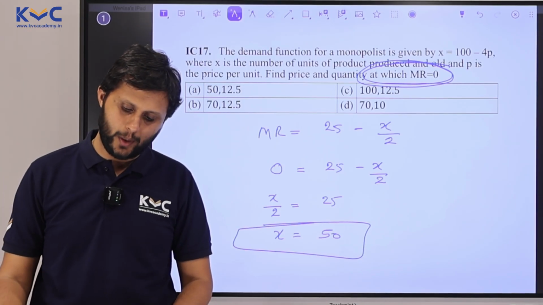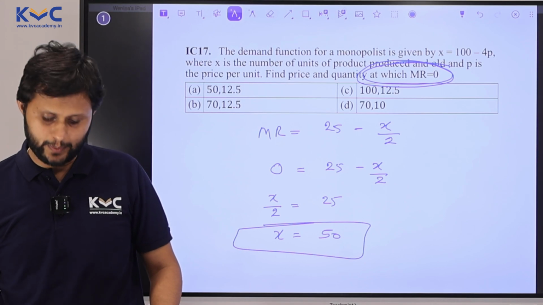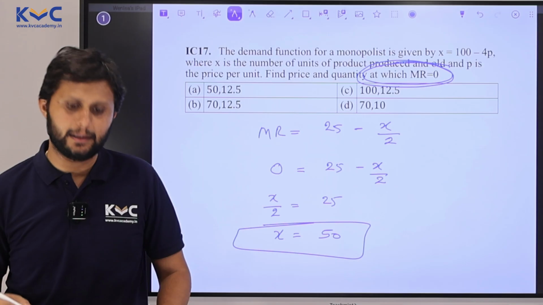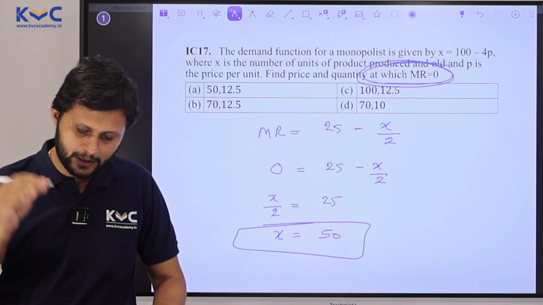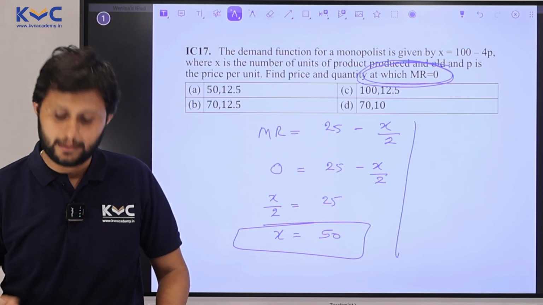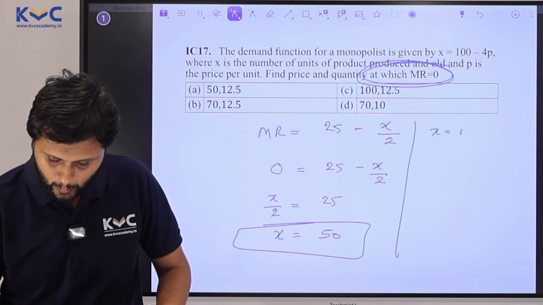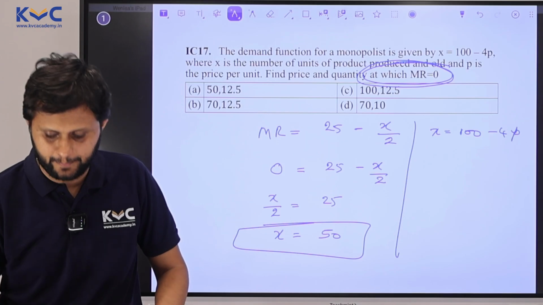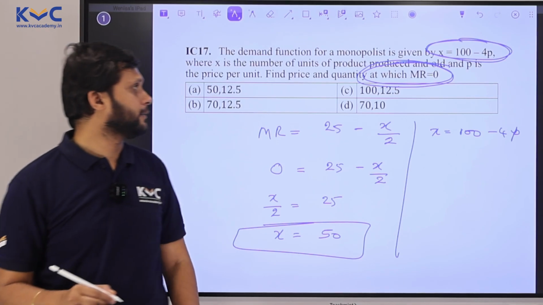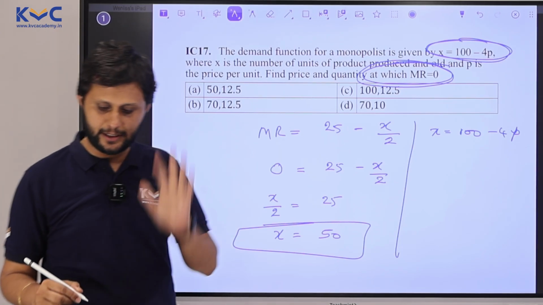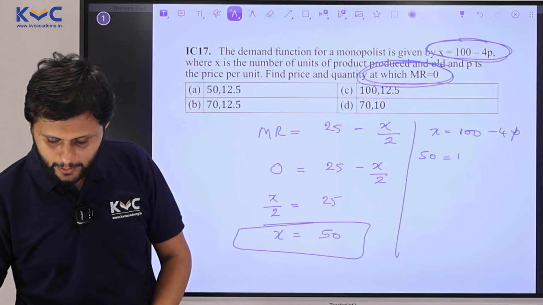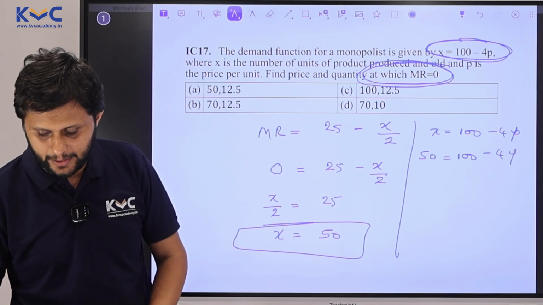This is the quantity, correct? So we have the quantity over here, 50. So you can put this quantity in the original function, so check if we get the price. Okay, so we have x is equal to 100 minus 4p. So if x is equal to, from where am I getting? I'm getting it from here, from the first, the given demand function. So x is 50 equal to 100 minus 4p.